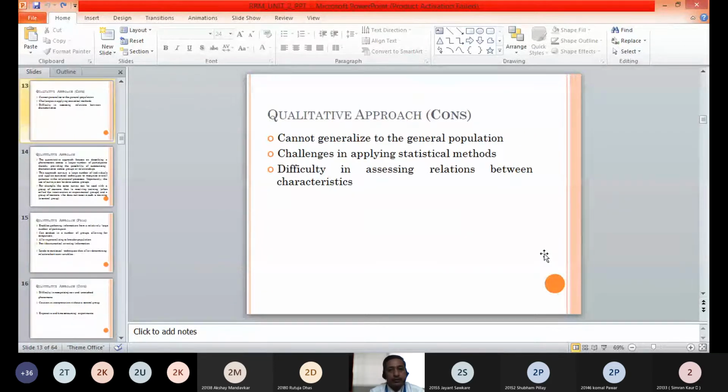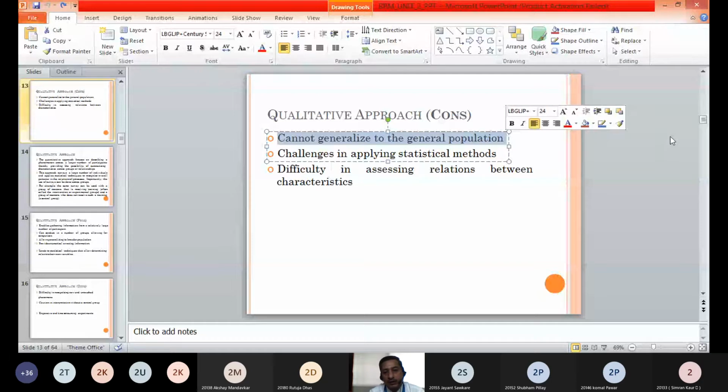Then looking into the different cons, that is the disadvantages or limitations of qualitative approach. The first disadvantage or limitation is it cannot generalize to the general population. So we cannot apply that information to the entire population, or we cannot generalize that particular solution to all the people. Whatever information we get, it is specific or it pertains to that particular group only. It cannot be applied to the entire population.